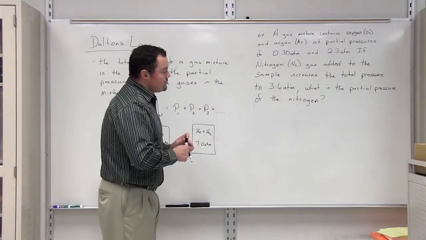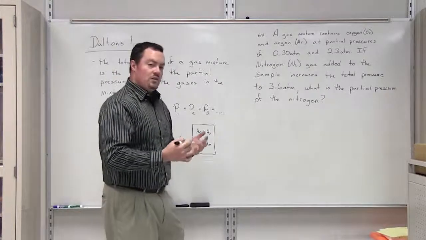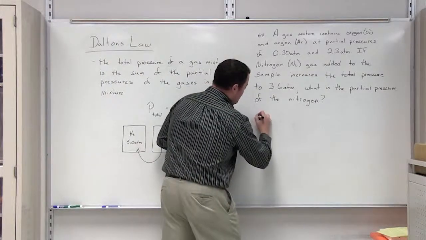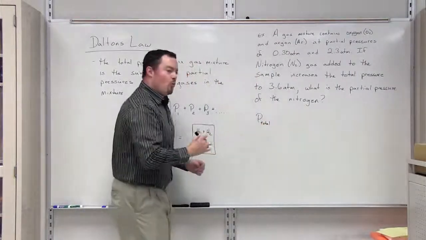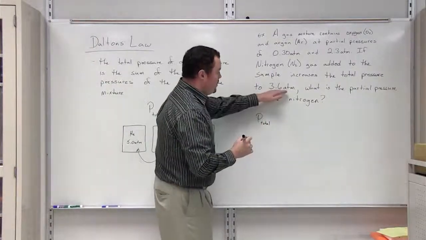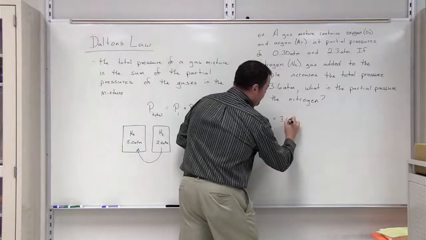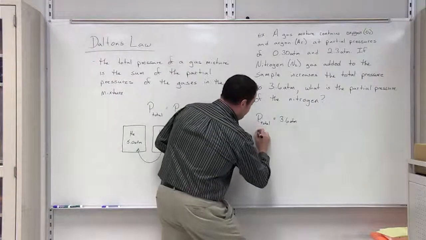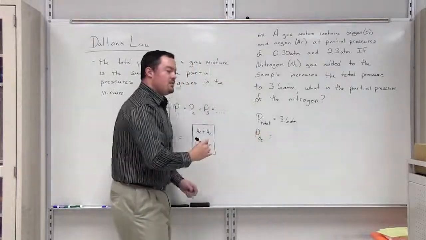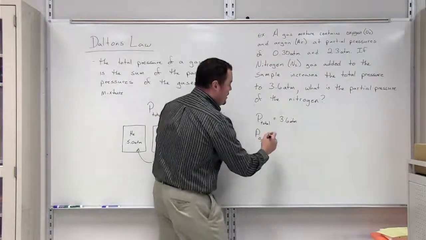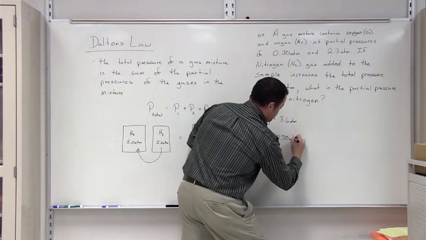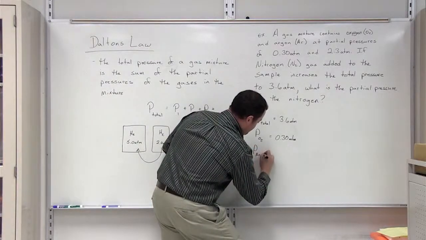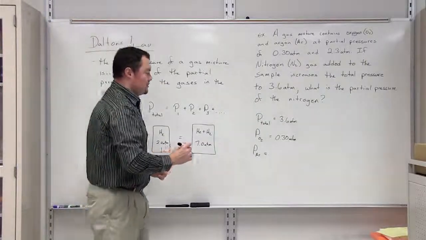So in order to calculate the partial pressure of nitrogen, we first need to look at the problem and determine what's been given to us. We know that the total pressure on the system after the nitrogen has been added is 3.6 atmospheres. The problem also tells us that the partial pressure of the oxygen gas is equal to 0.3 atmospheres. And it tells us that the partial pressure of the argon gas is 2.3 atmospheres.